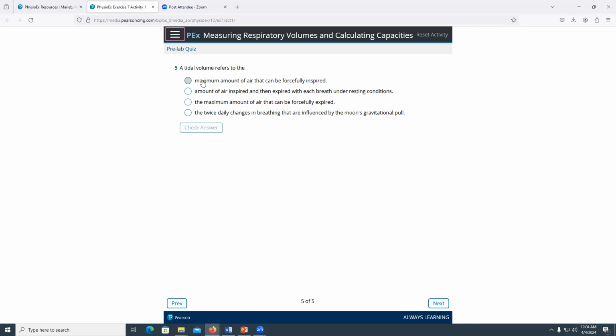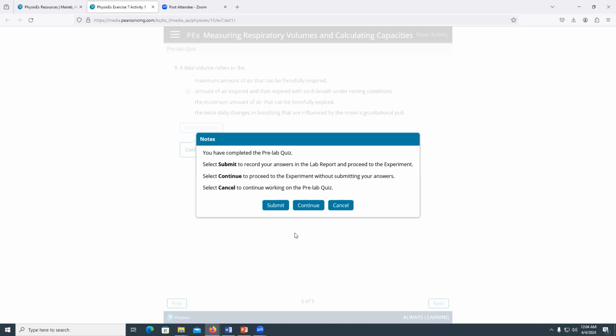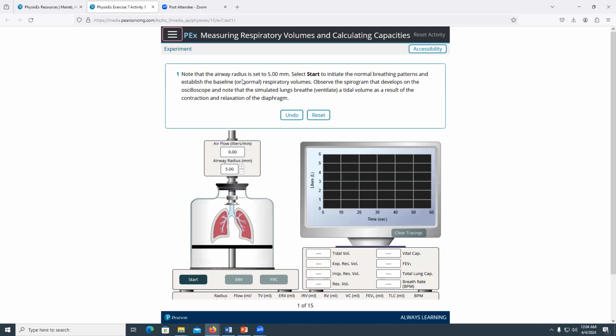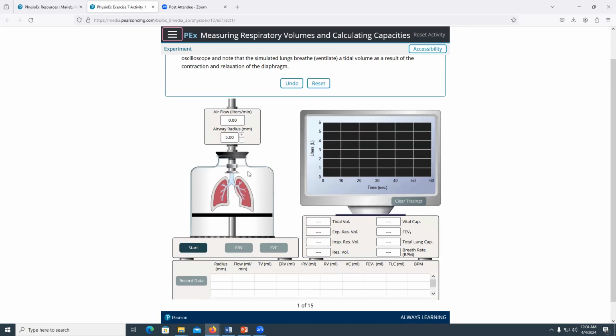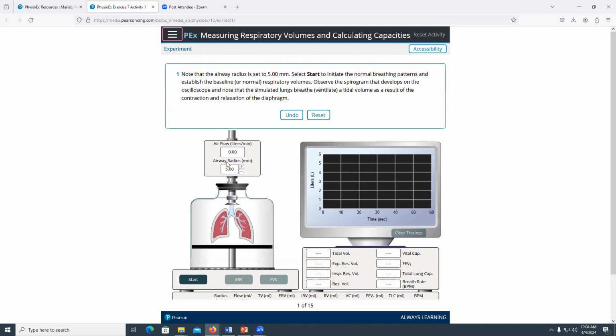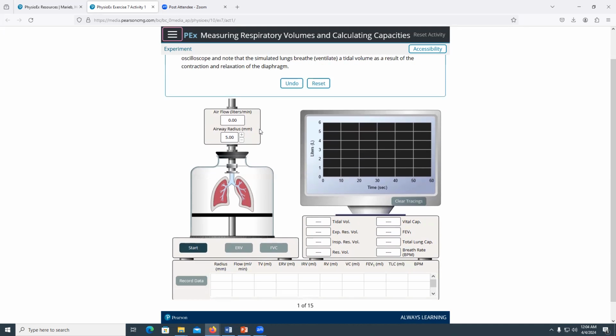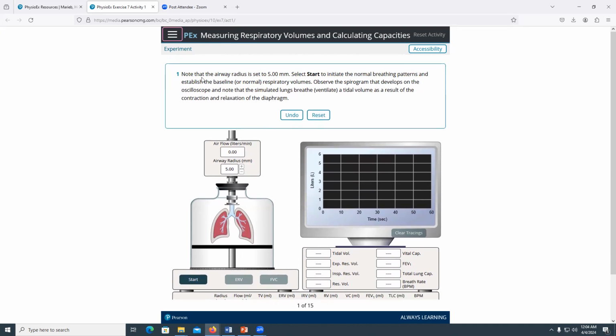A tidal volume refers to the amount of air inspired and then expired with each breath under resting conditions. Now, let's get into the experiment. So we have simulated lungs, and that's airflow and airway radius. Note that the airway radius is set to 5 millimeters. We're going to modulate that.